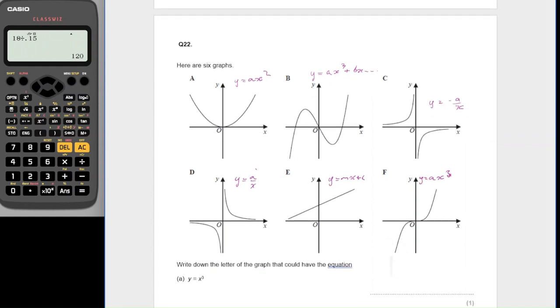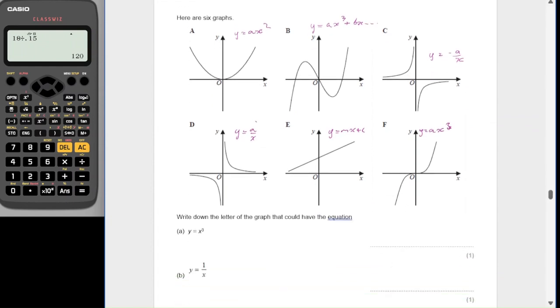Right, so match the letters. Y is equal to x cubed, that must be graph f. Y is equal to 1 over x, that must be graph d. So f and d.